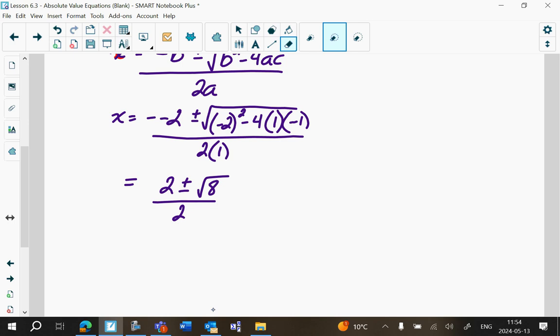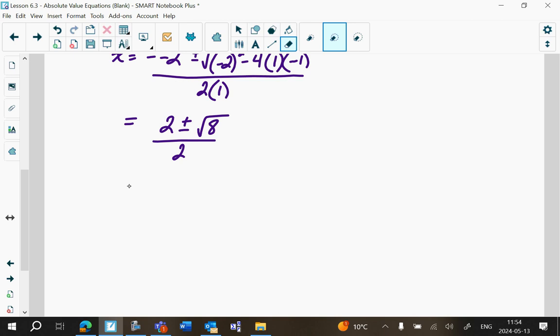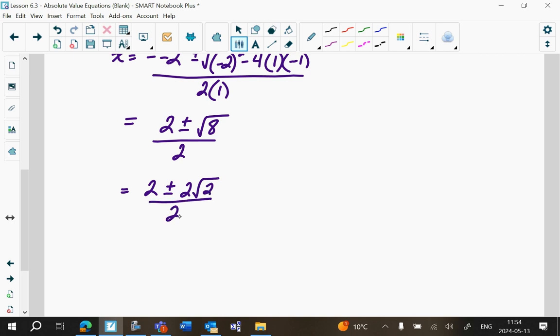Yeah, you have to simplify the root 8, right? And root 8 breaks down to root 4 times root 2, which is 2 root 2. Now, remember, if you're going to cancel, you have to be able to cancel out everything. If you try to do 2 here, you can cancel the 2 out here and here, but not here. Not until it looks like this. Now they can all go. And they all go down to 1. And I get 1 plus or minus root 2 over 1, which is just this.